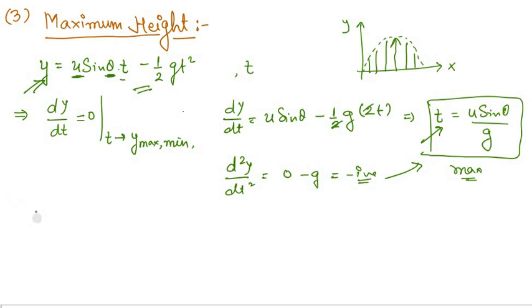If you stare at this formula, t is equal to u sine theta upon g, this is nothing but t by 2. That t is your time of flight, which was 2u sine theta upon g. So, u sine theta upon g.